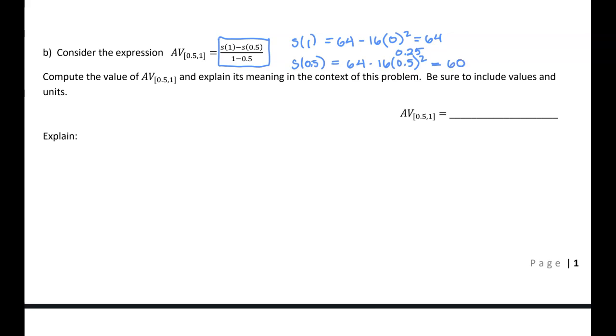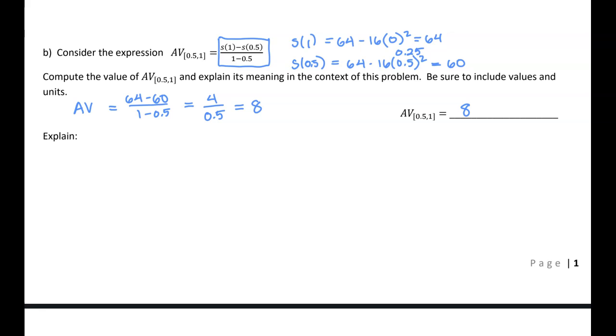So when I set up this AV, I'm getting s of 1, 64 minus 60 over 1 minus 0.5, which is 4 over 0.5. And remember that dividing by 1/2 is the same as multiplying by 2, so that should really be 8. So my answer here is 8, but we want to think about what it means. We want to explain its meaning in context.